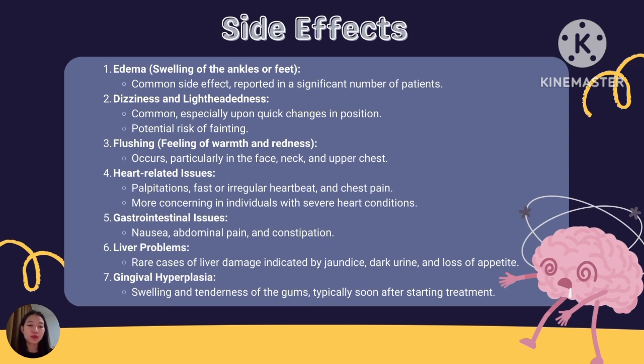And the sixth one is liver problems. In rare cases, amlodipine can cause liver damage, indicated by symptoms like jaundice, dark urine, and loss of appetite. And the next one is gingival hyperplasia. It is swelling and tenderness of the gums, which can develop soon after starting treatment with amlodipine. These are the side effects of amlodipine.